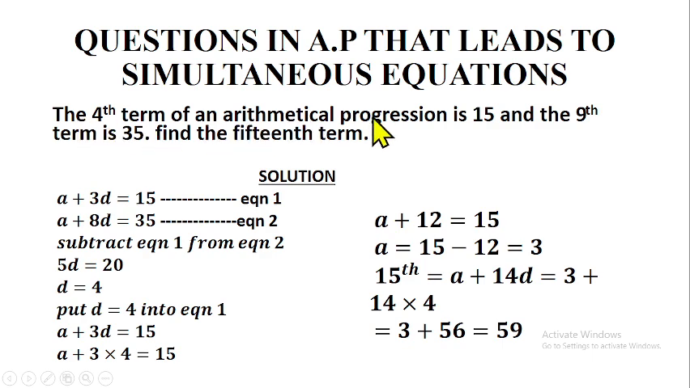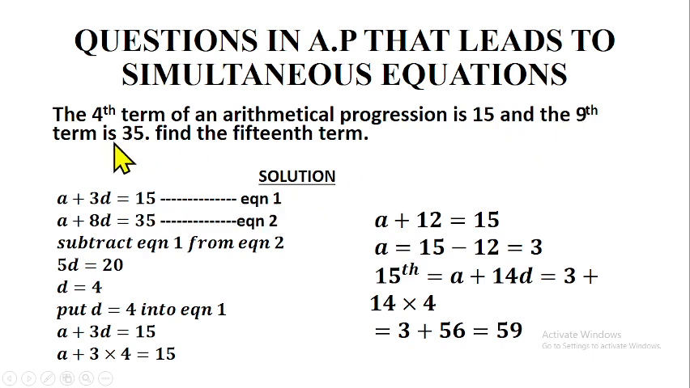Let's look at this first question. The fourth term of an arithmetic progression is 15. How can we interpret that? What is the fourth term of an arithmetic progression? That is A plus 3D. Am I correct? A plus 3D is the fourth term, and we have been given the value of it, which is 15. So we have A plus 3D equals 15. We can call that equation 1.